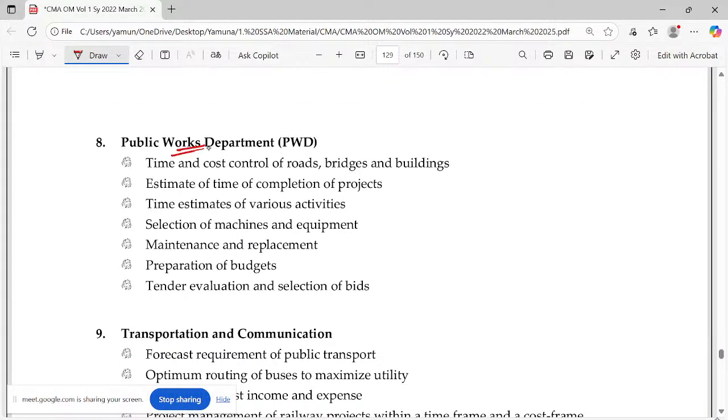Whereas if we go for the PWD department, we are talking about the construction, the infra side. So how about the cost control on roads, bridges, and buildings? How long will it take to complete the projects as decided, or is it delaying the projects? What are the time estimates of various activities, how you're going to select the machines and equipments, how you're going to do maintenance, whether you're going to replace it, and how you're going to prepare the budgets, tender evaluation, and selection of this.